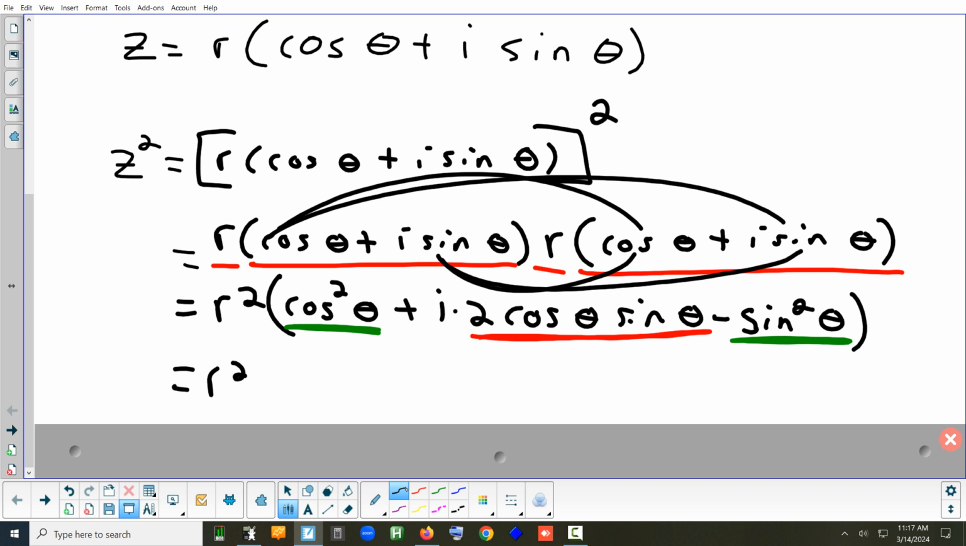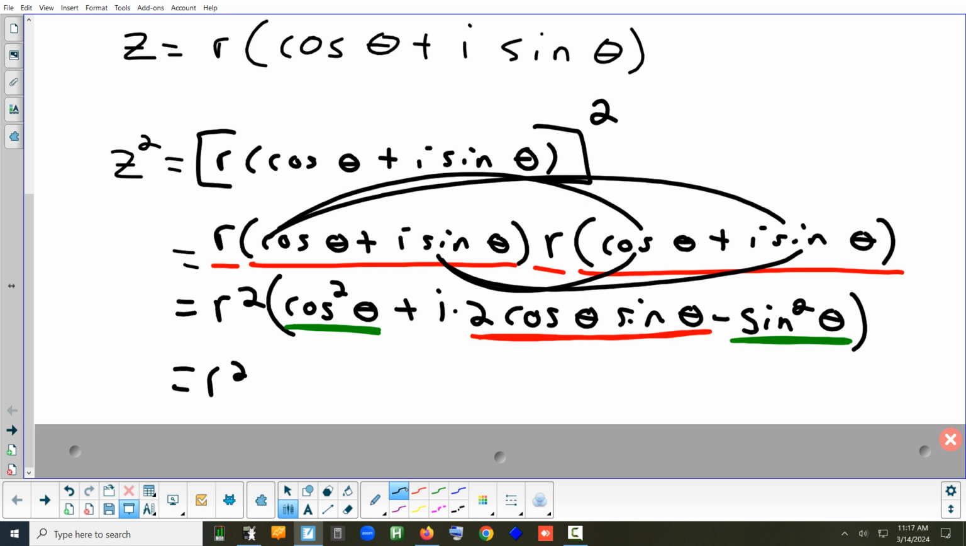It was on page 415 in the book. Yeah. 2 cosine squared minus 1, or 1 minus 2 sine squared. Nope, this is not a Pythagorean identity, this green one. Well, that identity is not going to help us.